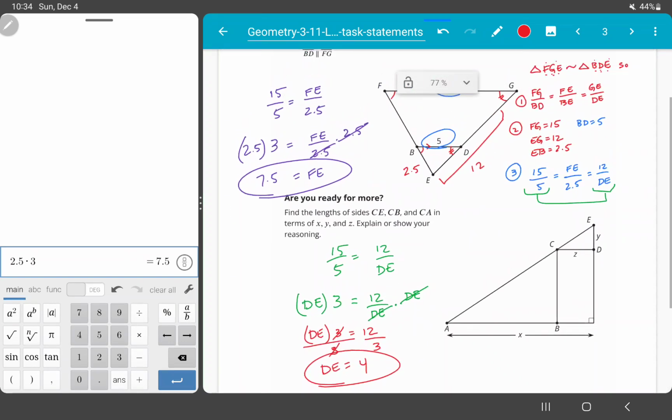So now I can mark in my added sides. I know the length of DE is 4, and I know the length of FE, this whole length right here, is 7.5. And if the whole length FE is 7.5, BE is 2.5, that means this one right here has to be 5. So that's FB. And then if the distance from G to E is 12 and from D to E is 4, that means this one right here must be 8. And now we have located all of the missing lengths.